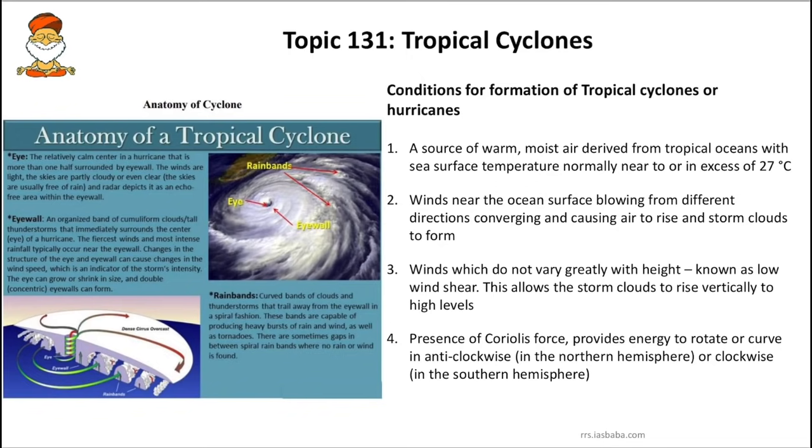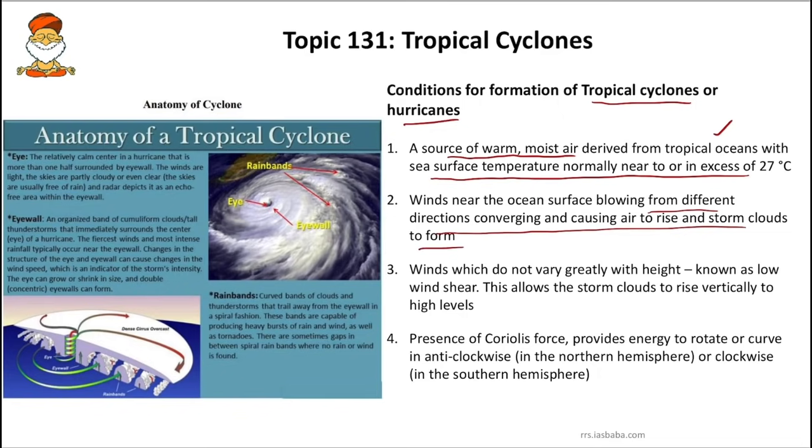We'll try to understand next what are the conditions for the formation of tropical cyclones or hurricanes. First is a source of warm moist air which is derived from tropical oceans with sea surface temperature normally in excess of 27 degree Celsius. So this is the first condition. There should be warm moist air, and also the sea surface temperature should be around 27 degrees Celsius. Next important condition is the winds near the ocean surface, blowing from different directions, converging and causing air to rise and storm clouds to form.